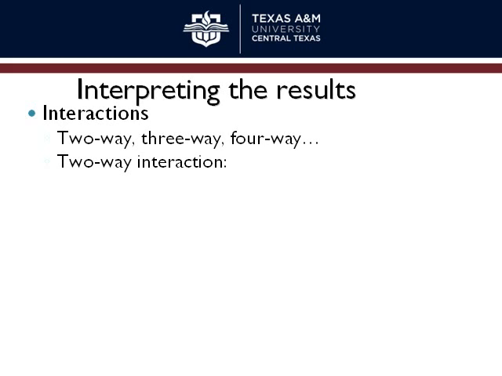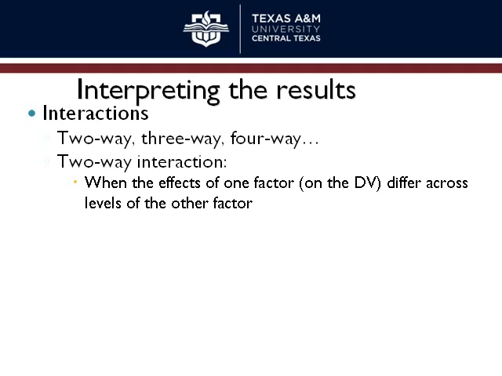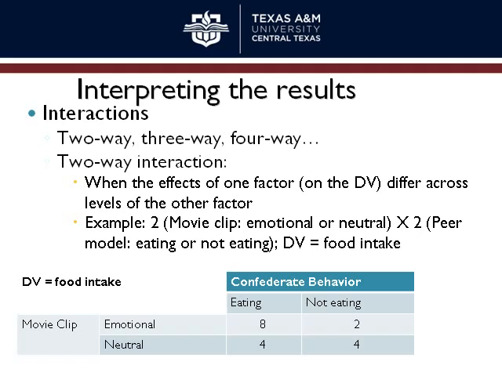Okay, so for a two-way interaction, what is it? Well, it happens when the effects of one factor on the dependent variable differ across levels of the other factor. So the effect of one variable, what it's doing to the dependent variable, isn't always the same. For one group it happens one way, for another group it happens a different way. And those groups I'm talking about are created by levels of the other factor. So the effects of one factor differ across levels of the other factor.